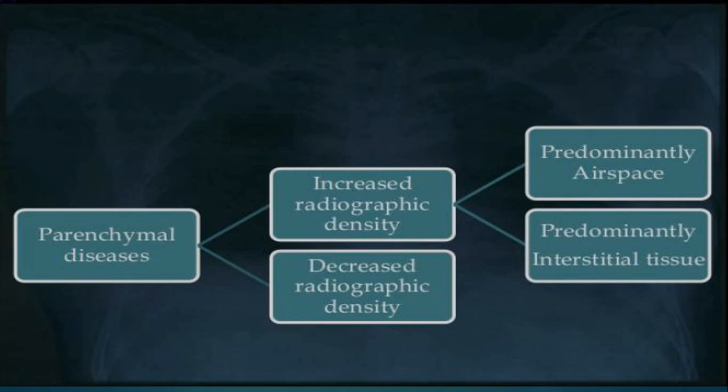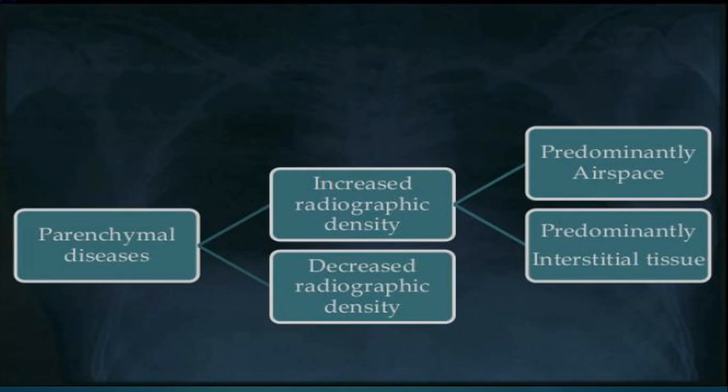The lungs usually are involved in what's called parenchymal diseases. The parenchymal diseases will cause either increased radiographic density or decreased radiographic density. Either the lung becomes whiter or darker.